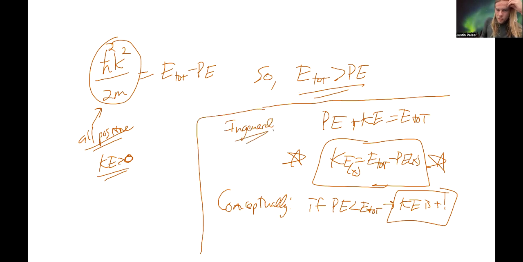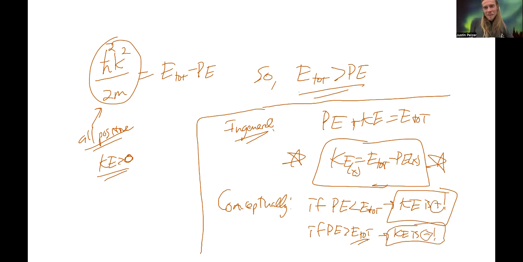Conceptually, if potential energy, though, is greater than E total, meaning the object does not have enough energy to overcome the potential energy, then kinetic energy is negative. And I'll put an exclamation point for both of those. Kinetic energy here is greater than zero. Here, kinetic energy is less than zero in general. So in this specific situation, we have all positive, so therefore E total is greater than PE.